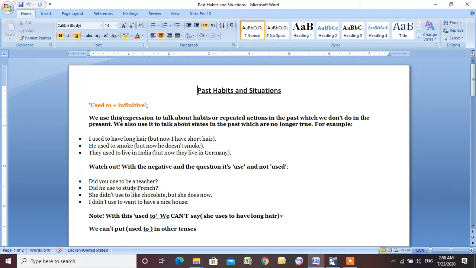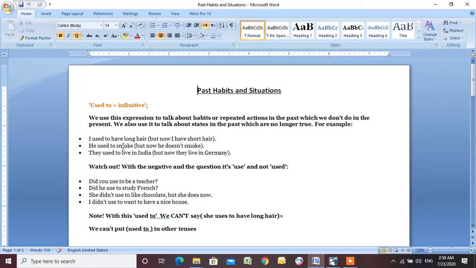So, for example, I used to have long hair, but now I have short hair. So that was in the past, but now it stopped. After used to, I put the verb in the infinitive.